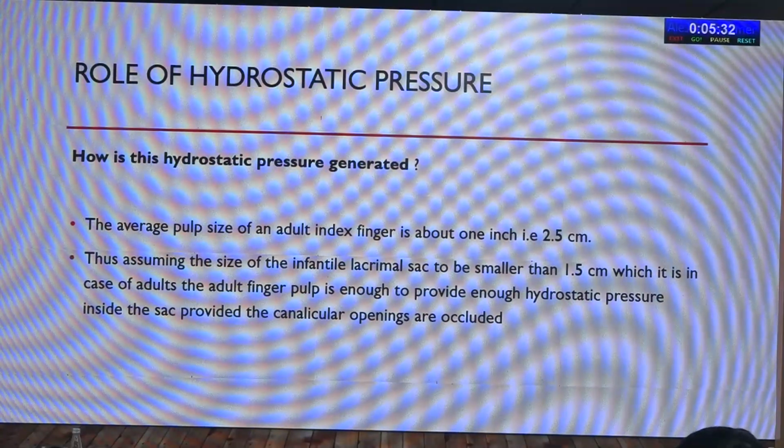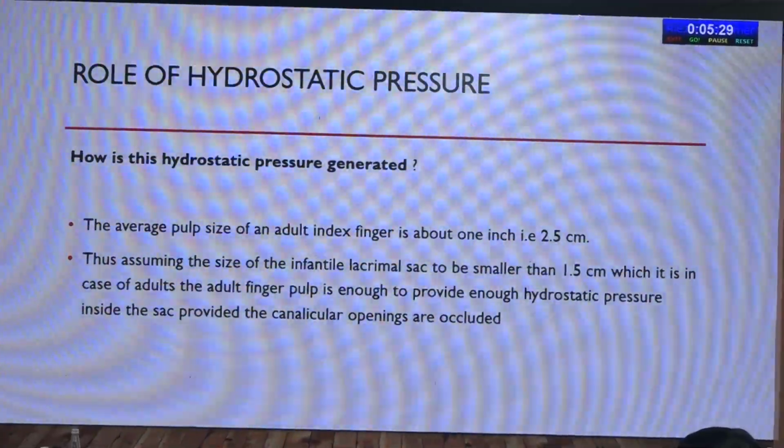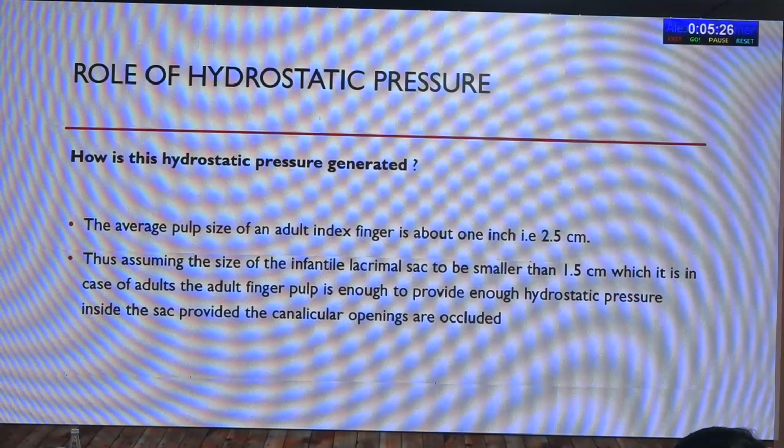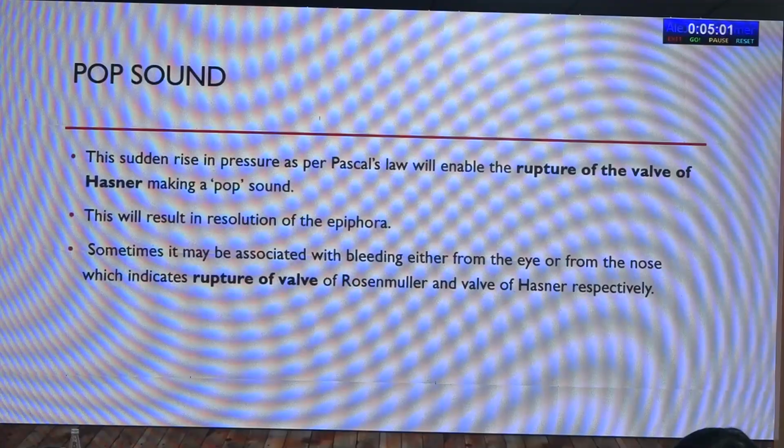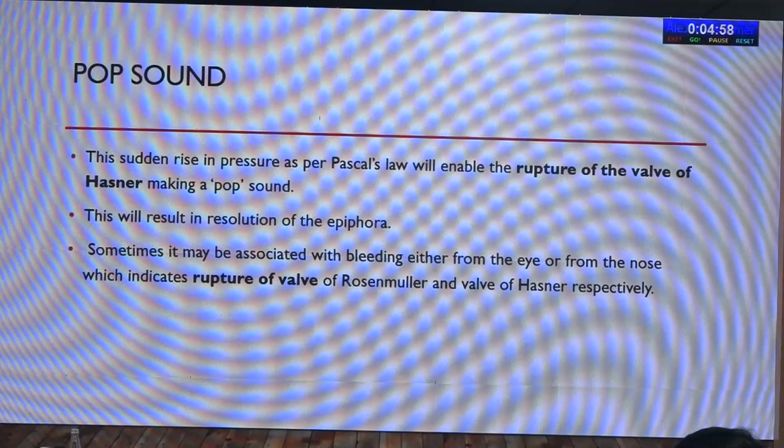Role of hydrostatic pressure. What is the role of hydrostatic pressure? The average sac size in an adult is more than 14, 15, so generally that sac is 10 mm only in an adult, and in a pediatric case it may be even less. So just imagine. If I go with a turn of massage, it will not work. You should block the common canaliculus, and only then can hydrostatic pressure be generated. Pop sound. What is the pop sound actually? Once the valve of Hasner opens up in a swollen sac, there is a thump sound. This is called the pop sound.